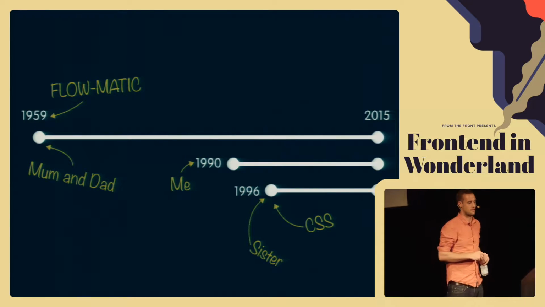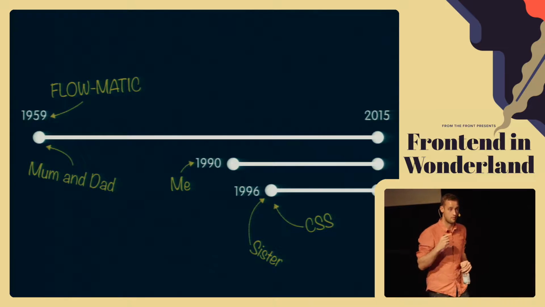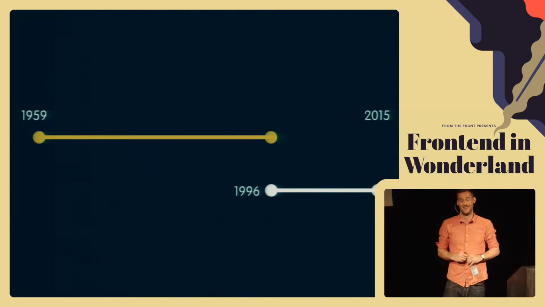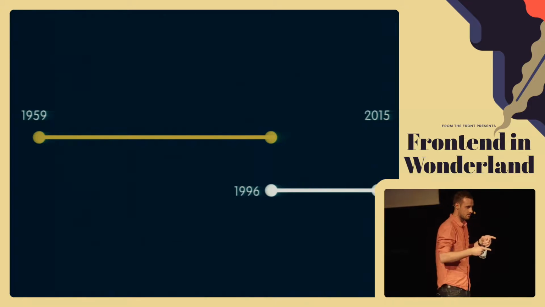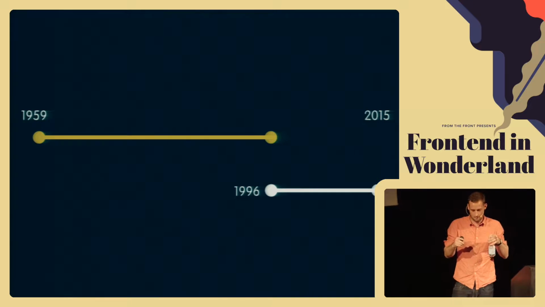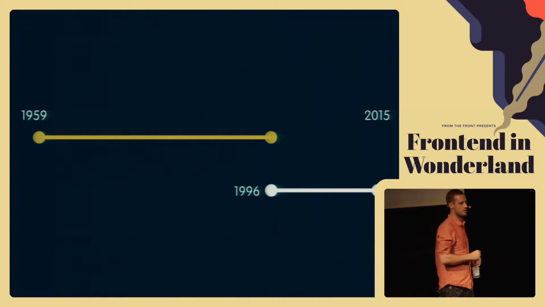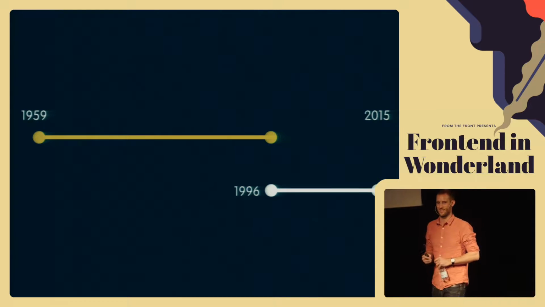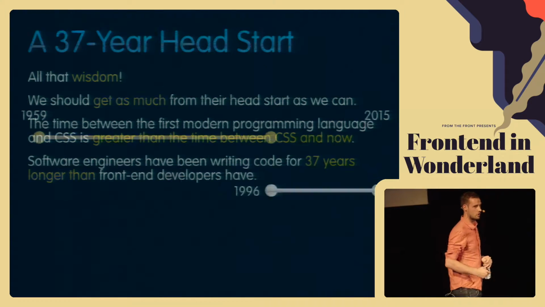So this timeline, for me, is really useful because if you think about the difference between when my parents were born and when my sister was born, it's 37 years. It's a really long time. That was enough time for my mum and dad to be born, get educated, to a degree, find each other, fall in love, start a family, have careers. 37 years. The difference between CSS and the first programming language is the same as the difference between my little sister and my parents. It's such a long time.